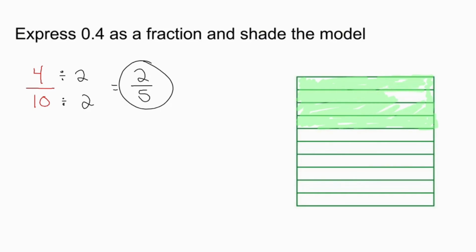And I'm almost done. And that's good enough for me. So 4/10 is 4 out of 10. And 4/10 is 2/5. We're done.